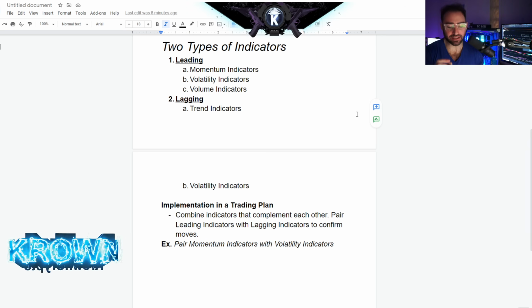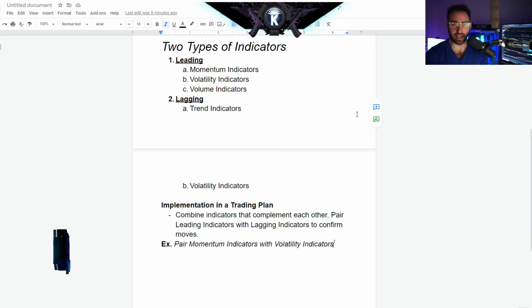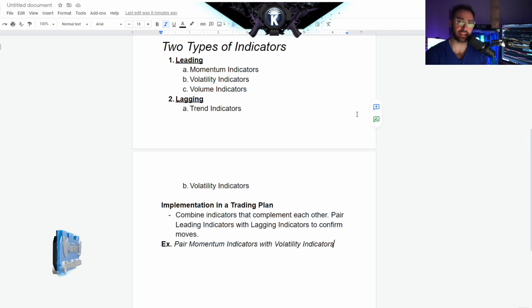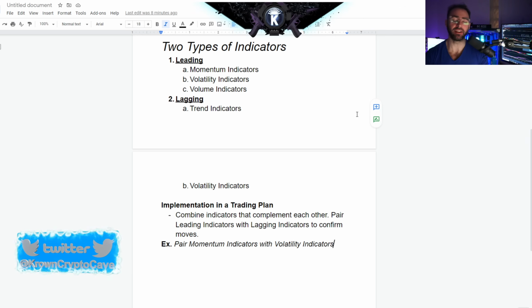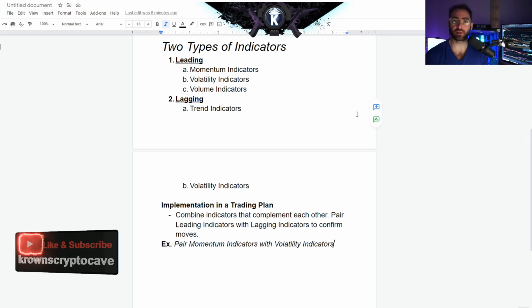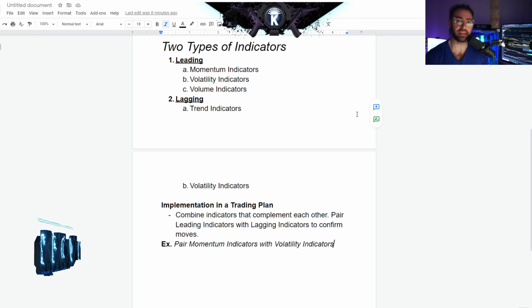And the idea is to use less, but use ones that complement each other, and then know those indicators inside and out. Get your reps in, get your experience in with them, and you'll naturally start to develop a closer understanding of how they work within your own system.